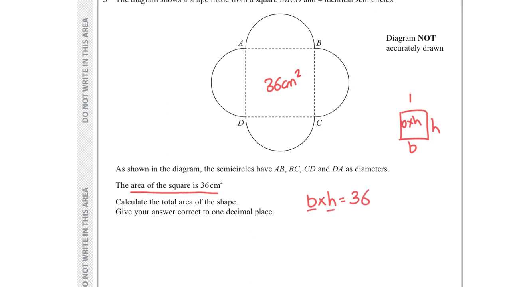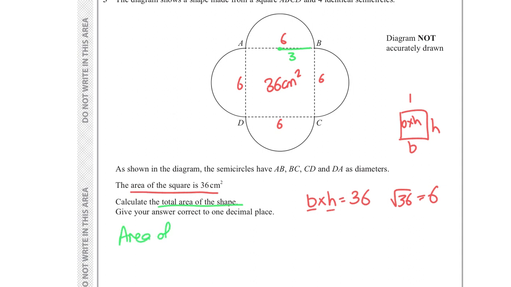Now, because it is a square, both of these numbers have to be the same. So if we square root 36, we get 6, telling me that the length of each of these sides is 6 centimeters. The question is asking us for the total area of the shape. So now that we've got the length of the square, this means that the radius of each semicircle is 3 centimeters.